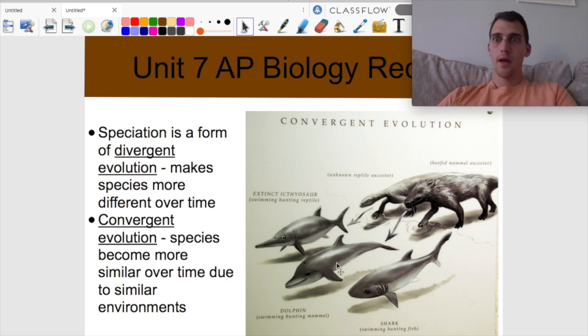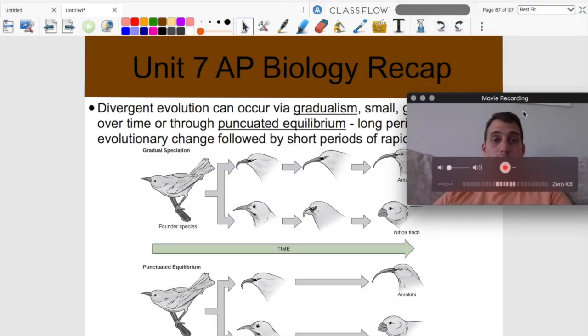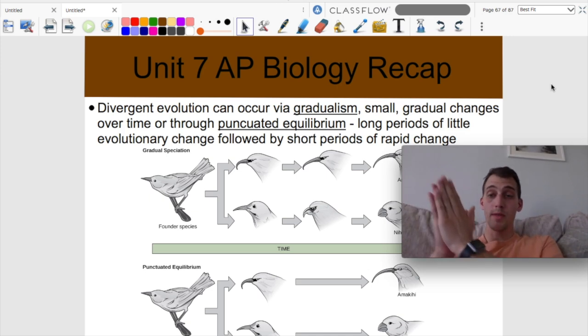Well, a dolphin kind of looks like a shark, right? And an ichthyosaur kind of looks like a shark too, but it's not. It's a reptile. And so that's what's convergent. Okay, divergent evolution, the kind of evolution where they become different over time.